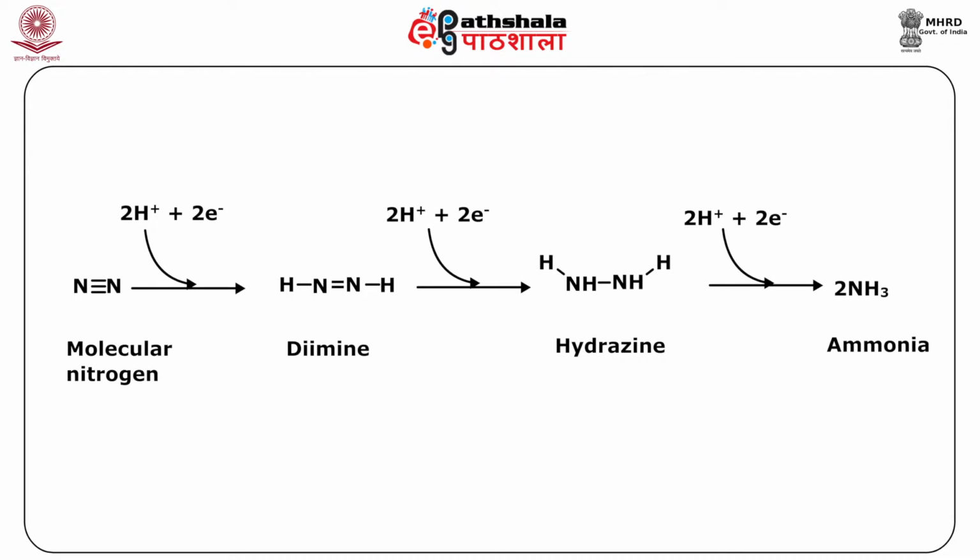The actual reduction of nitrogen occurs on the molybdenum iron protein in 3 discrete steps, each involving an electron pair. In the first step, the molecular nitrogen gets converted into diimine with the release of 2 protons and 2 electrons. Then hydrazine is formed with the release of 2 electrons and 2 protons. Further, ammonia is formed with the release of 2 protons and 2 electrons.